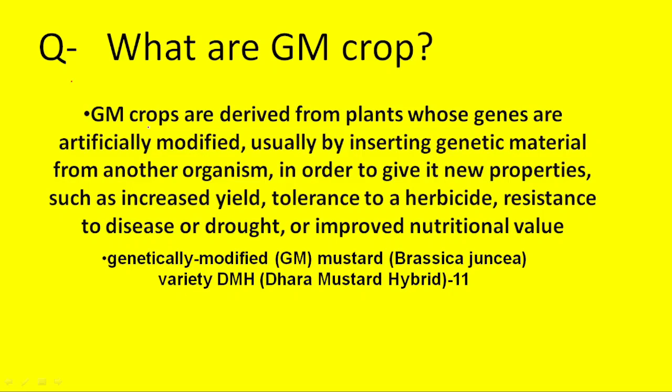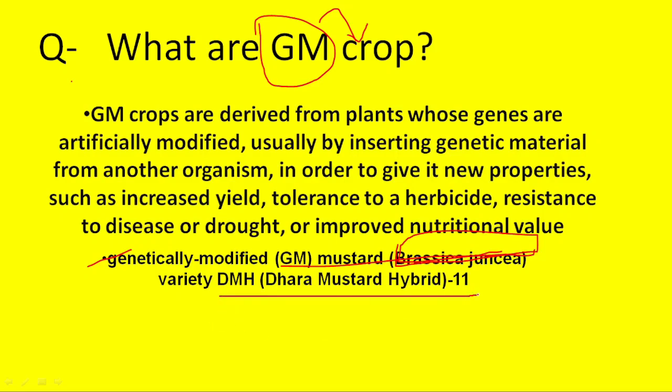In sum total, when we take a gene from one organism and put it into the DNA of another organism in order to have favorable characteristics that could benefit humans or the species, it is termed genetic modification. When this genetic modification is done in crops, it is called GM crops. GM mustard's scientific name, important from the prelims point of view, is Brassica juncea. It is generally referred to as DMH-11.